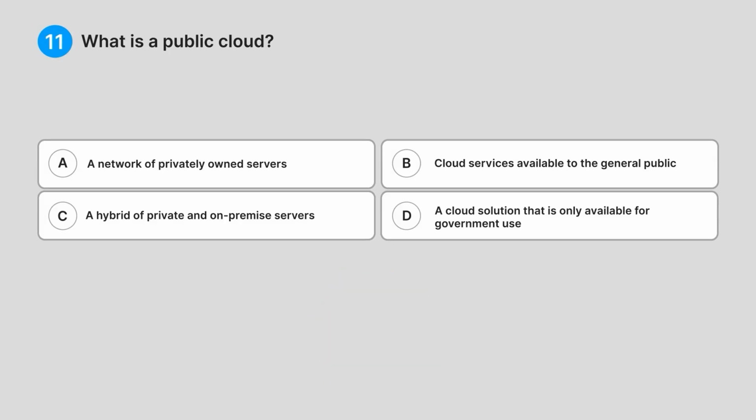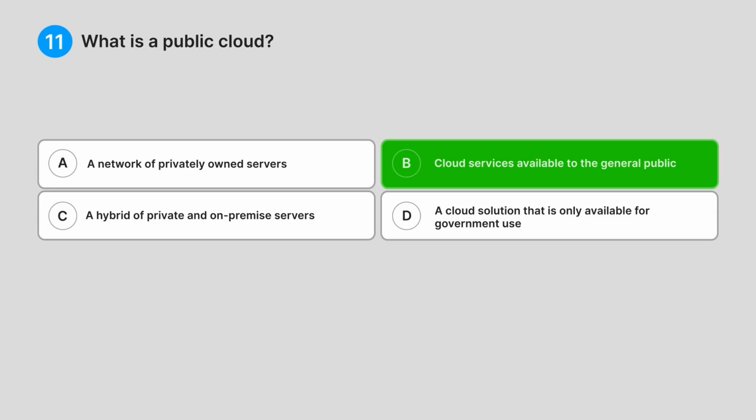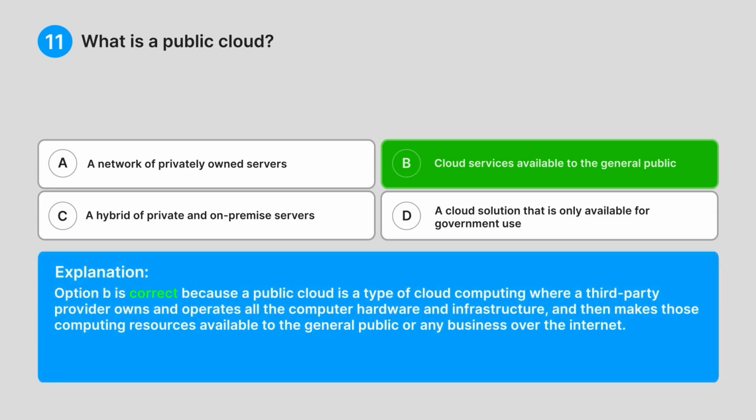Correct answer, B. Cloud services available to the general public. Explanation. Option B is correct because a public cloud is a type of cloud computing where a third-party provider owns and operates all the computer hardware and infrastructure and then makes those computing resources available to the general public or any business over the internet.